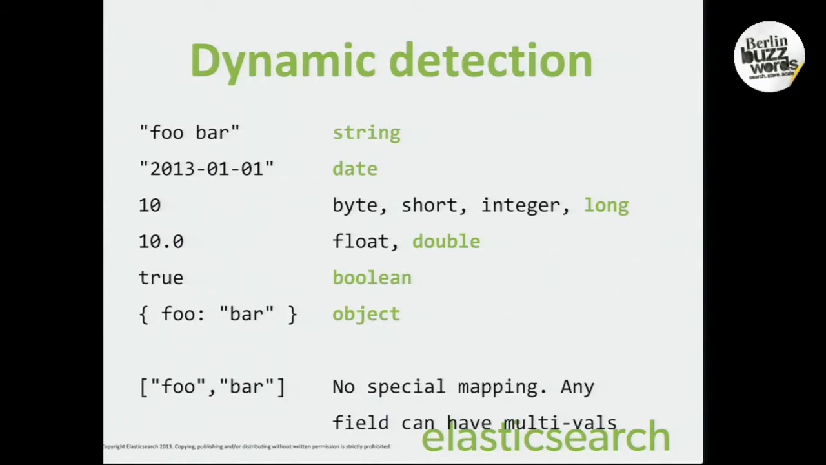We haven't mentioned arrays, but there's no special mapping for arrays in Elasticsearch. Any field can contain multiple values. So it just takes the type of the first element in that array and uses that to figure out what type of data that field contains, which also means that you can't mix data types in an array. An array is a list of the same data type.